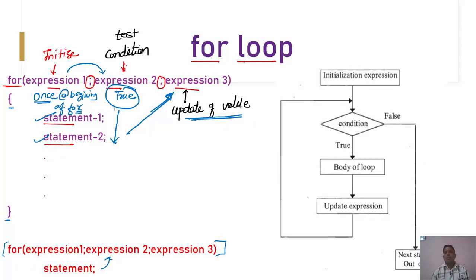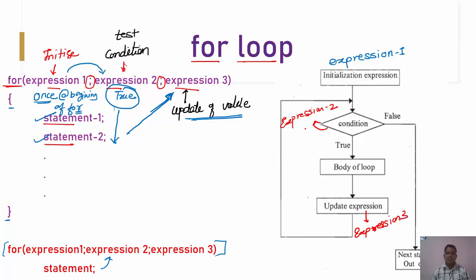This block diagram defines how exactly things are going to work. The initialization of expression is nothing but expression 1 as per the syntax. This condition is simply my expression number 2, as mentioned, and here the update expression is our expression 3.